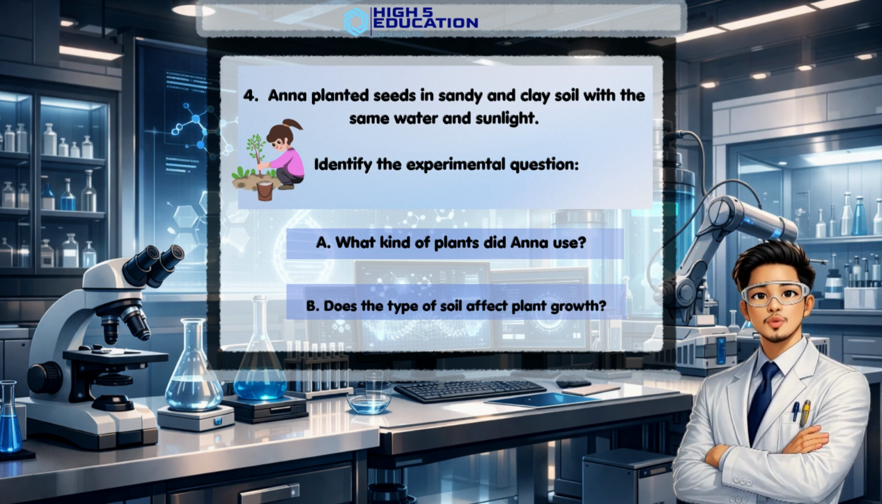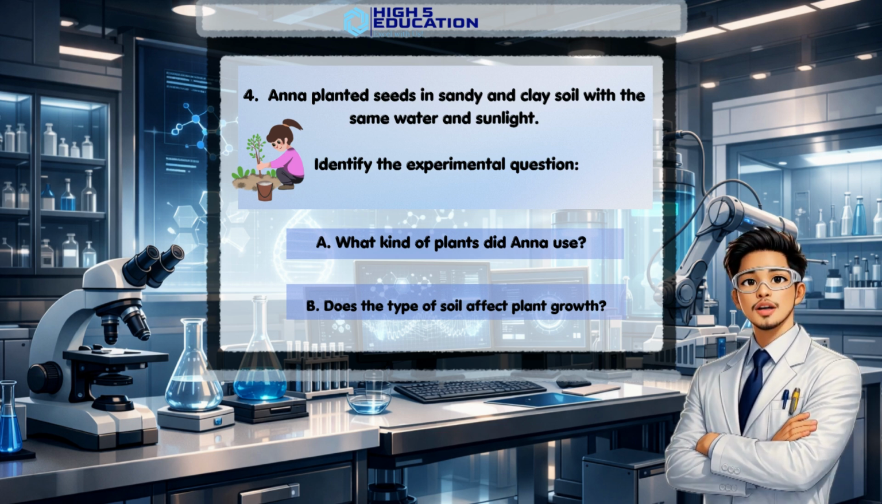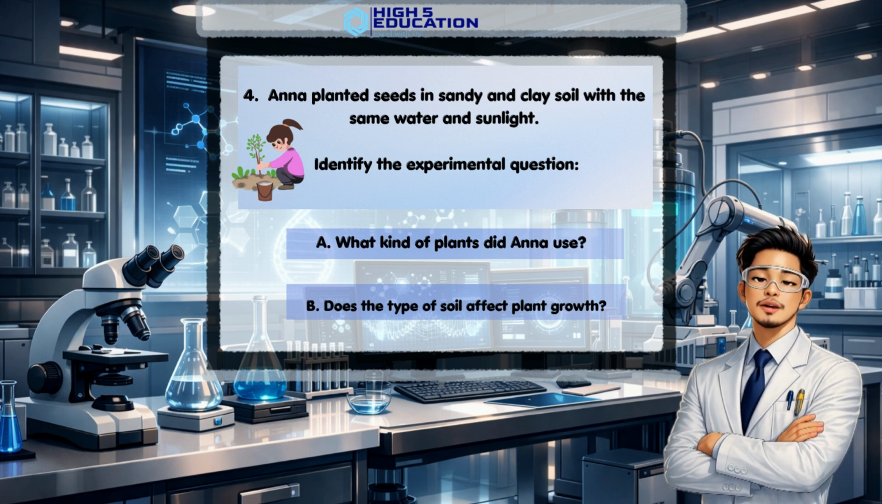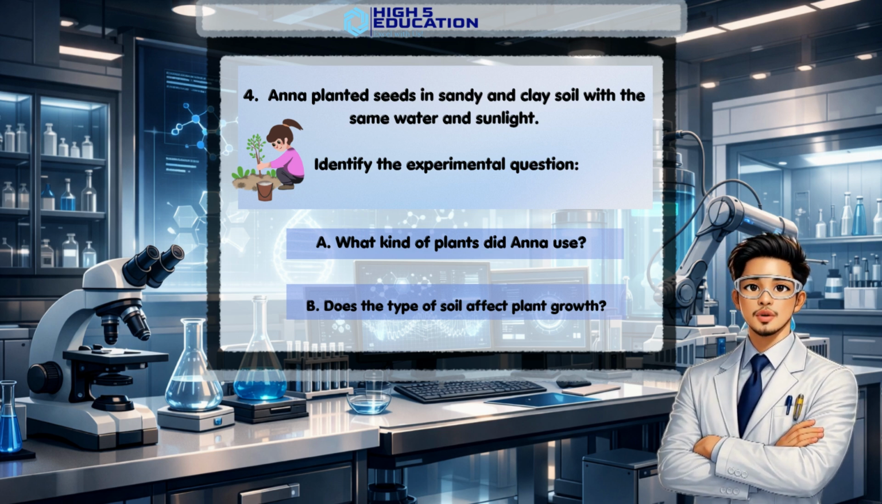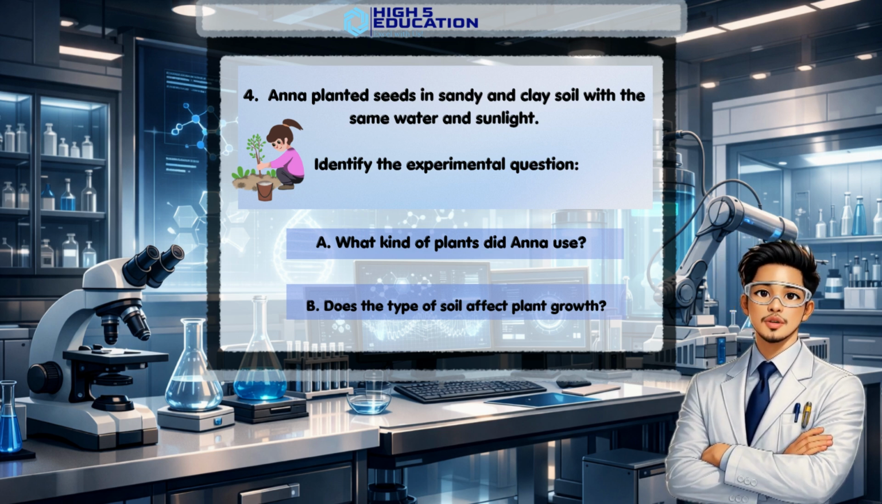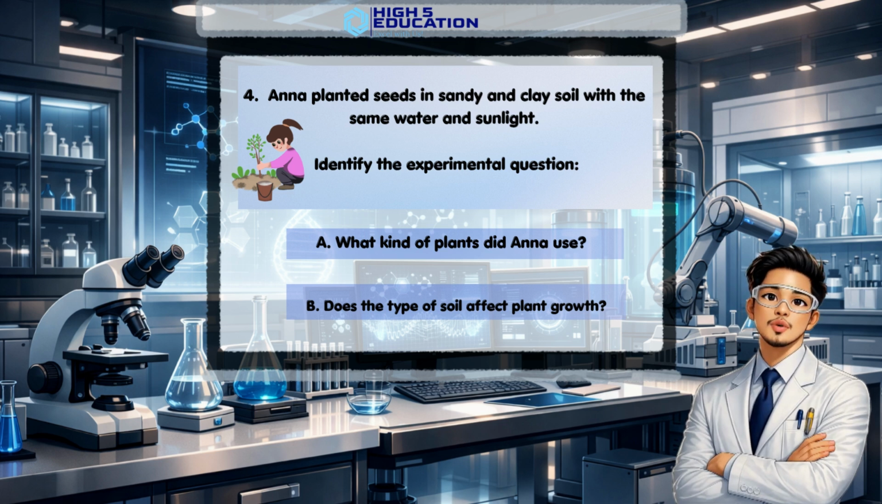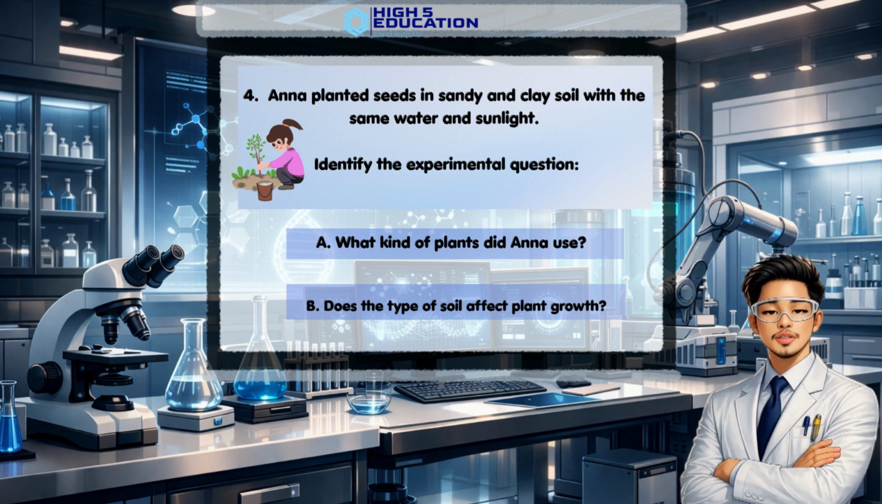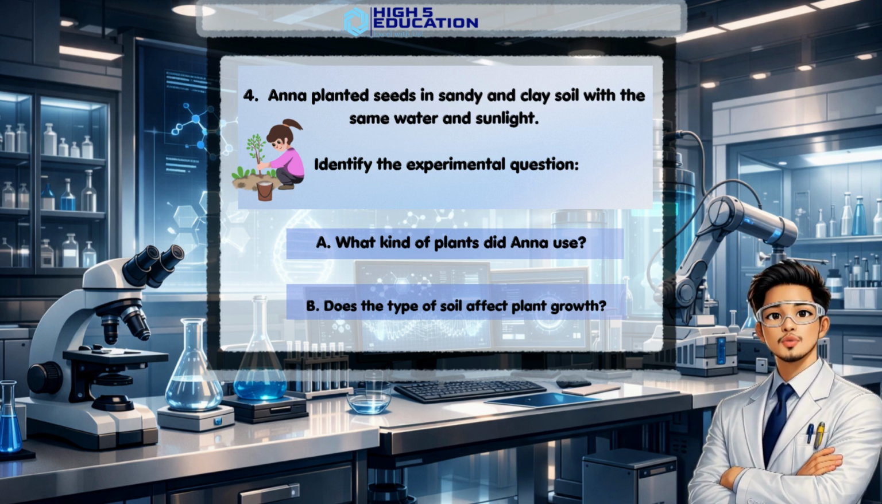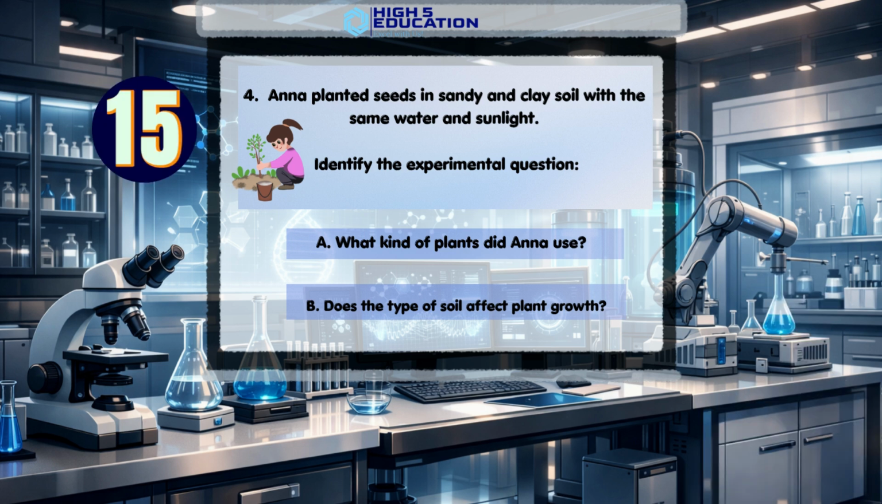Question number 4. Anna planted seeds in sandy and clay soil with the same water and sunlight. Identify the experimental question. A. What kind of plants did Anna use? B. Does the type of soil affect plant growth? Time starts now.